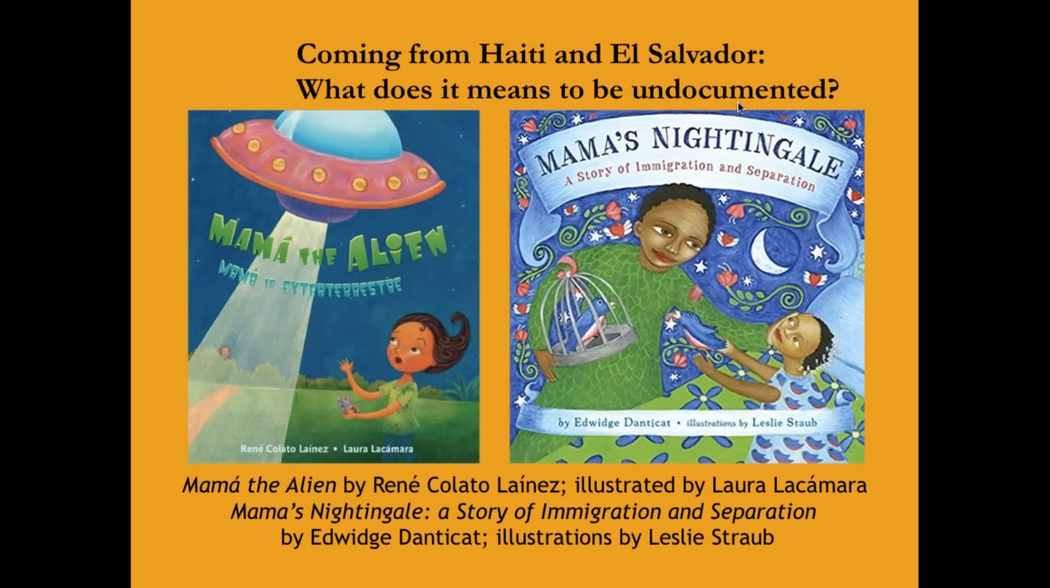In the current day, two books about coming from Haiti and El Salvador explore what it means to be undocumented. In Mama, the Alien, a little girl hears people referring to her mother as an alien, and tries to understand what that means. In Mama's Nightingale, a story of immigration and separation, a mother is separated from her family because she is undocumented.